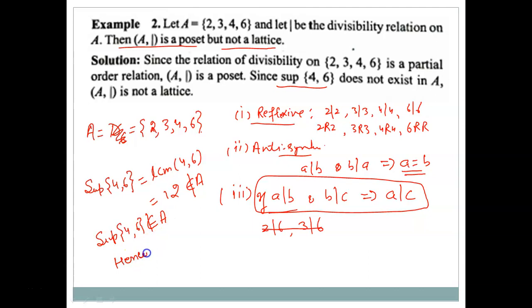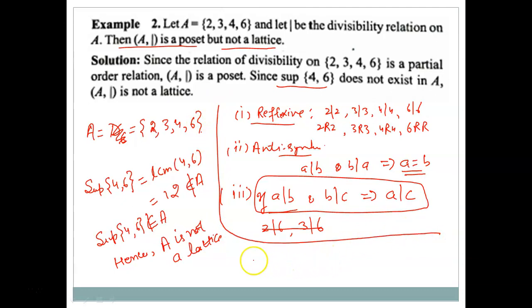Hence we can say A is not a lattice. It is a partially ordered set, but it is not a lattice, because for a partially ordered set to be a lattice, the essential condition is that the supremum and the infimum of every pair of elements must exist and belong to the set itself. But here we found a pair 4, 6, the supremum of which does not belong to this set A, therefore A is not a lattice.